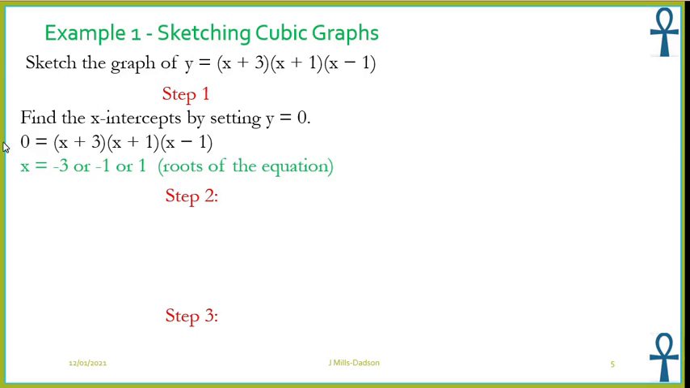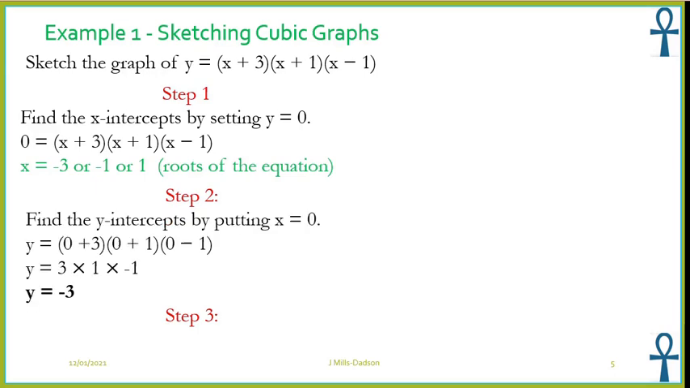So if y equal to 0, it means x plus 3 equals 0, or x plus 1 equals 0, x minus 1 equals 0, and so on. You work out the values. So x plus 3 equals 0 will give us x equals negative 3. This bracket will give us x equals negative 1. This bracket will give us 1. These are the roots of the equation, or in simple terms, the points on the x-axis that you need to mark. So we know our roots for the equation.